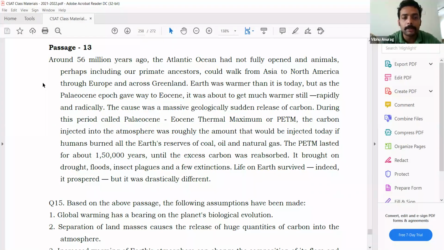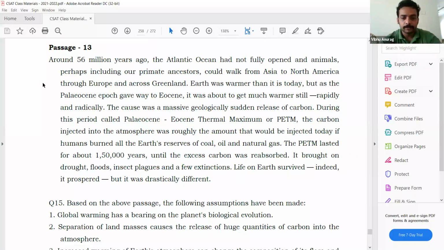During this period called Paleocene Eocene thermal maximum or PETM, the carbon injected into the atmosphere, so now he gives a comparison, was roughly the amount that would be injected today if humans burned all the Earth's reserves of coal, oil, and natural gas. So much carbon was released. The PETM lasted for about 150,000 years until the excess carbon was reabsorbed. It brought on drought, floods, insect plagues, and a few extinctions. So all this happened. Life on Earth survived. Indeed, it prospered, but it was drastically different. So it dramatically changed.